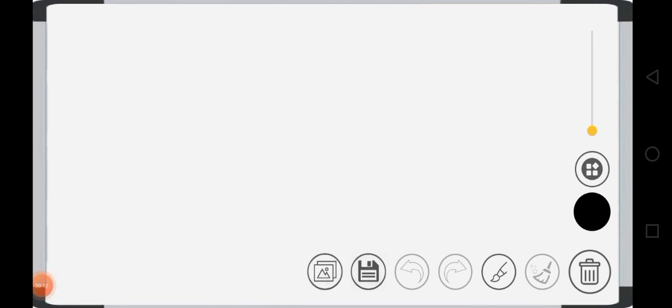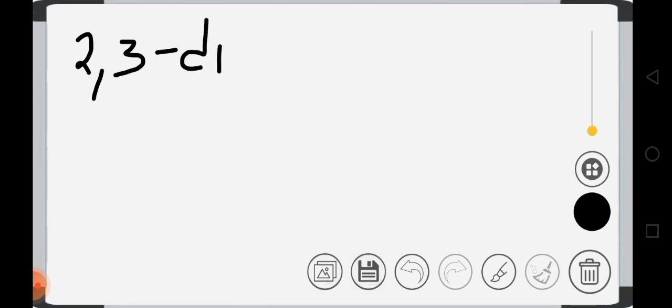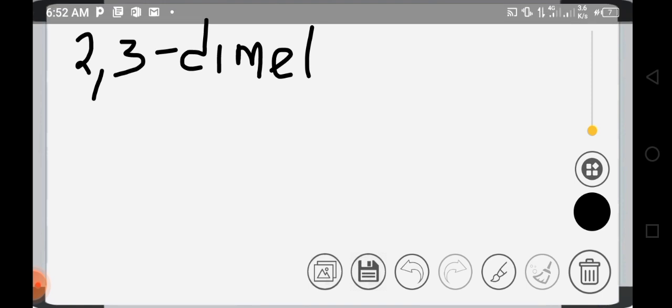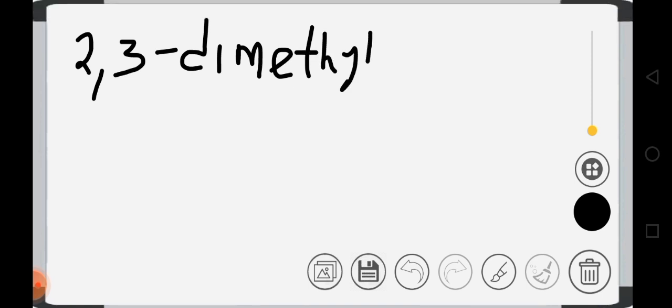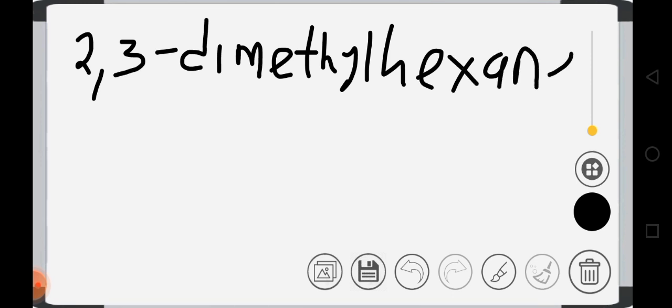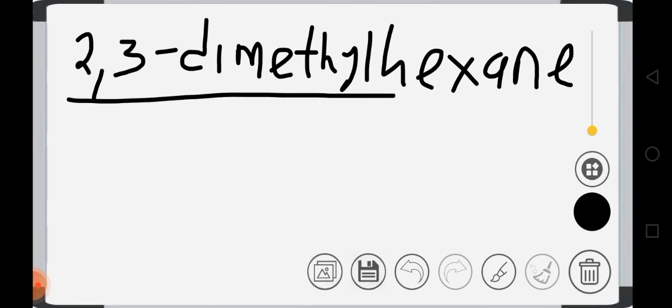Alright, now let's start with this compound. Let's say we are asked to write the structure of 2,3 dimethyl benzene. Now look at how to get the structure of this compound.